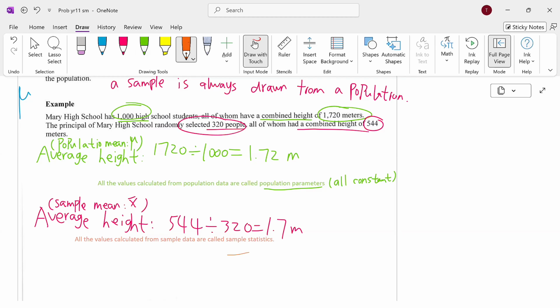However, sample statistics are all variables. Not constants, all variables. Why? Because the principal selected 320 students. Well, I can select another 320 students. And most likely, I will not select the exact same 320 students as the principal did. That's why a sample differs from other samples, because we tested different individuals.